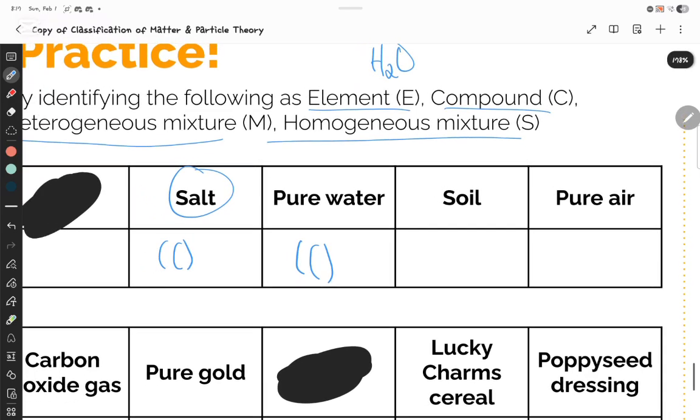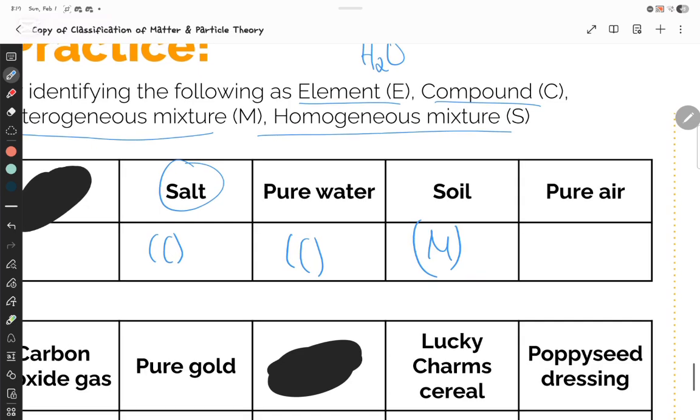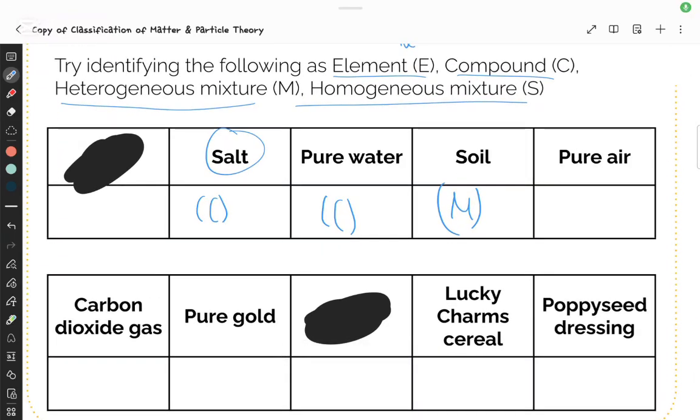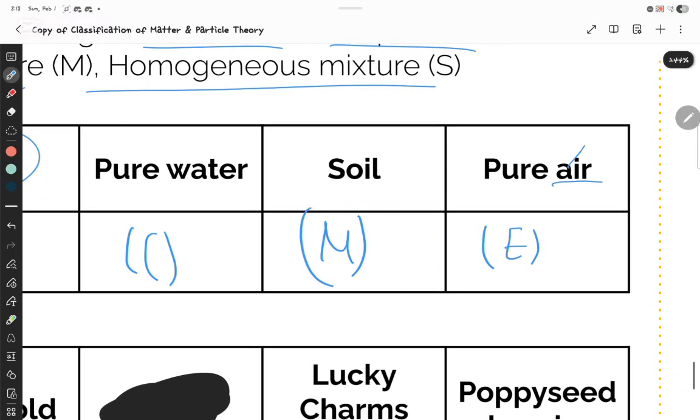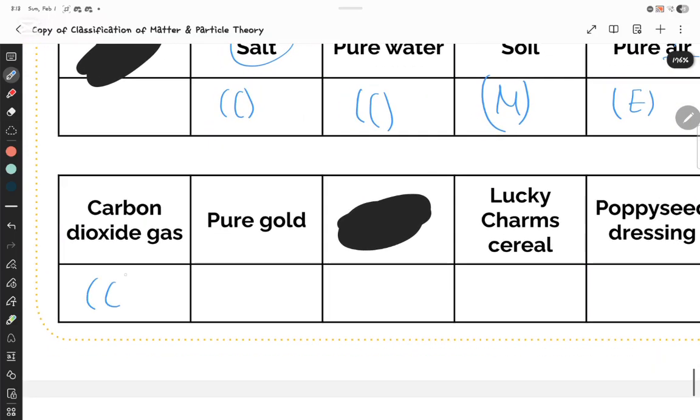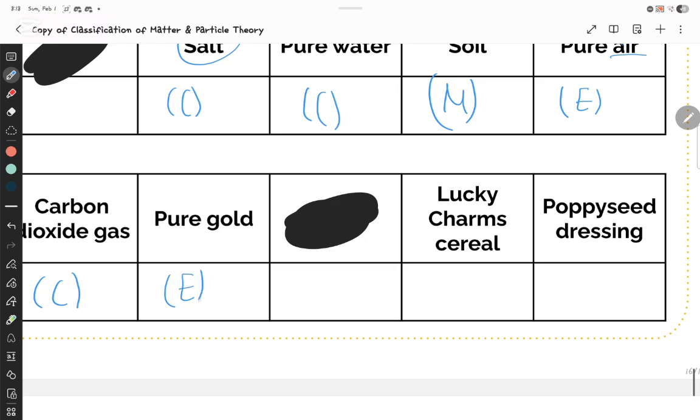Soil, heterogeneous mixture, because if you imagine soil, you can clearly identify the components of the soil, like the grains of the dirt and the plants. So it's going to be a heterogeneous mixture. Pure air will be an element. Pure air in this case means O2. So O2 is an element. Carbon dioxide gas, compound. Pure gold, element, right? Because gold is an element on the periodic table, Au.